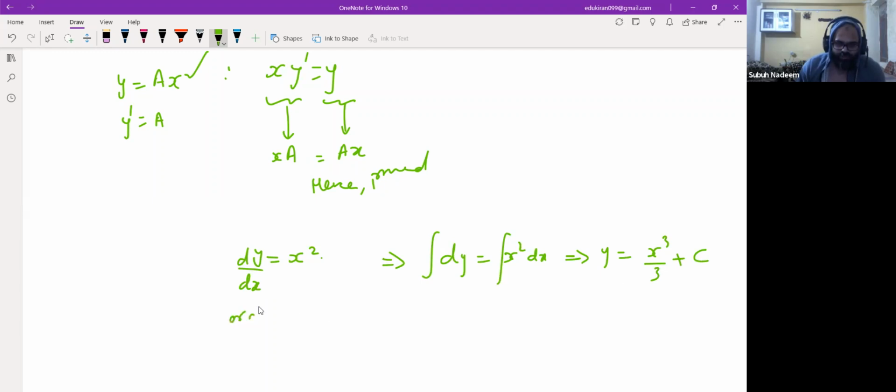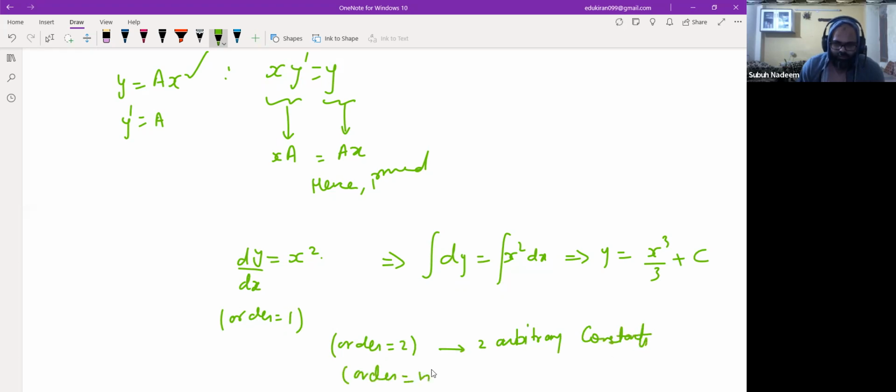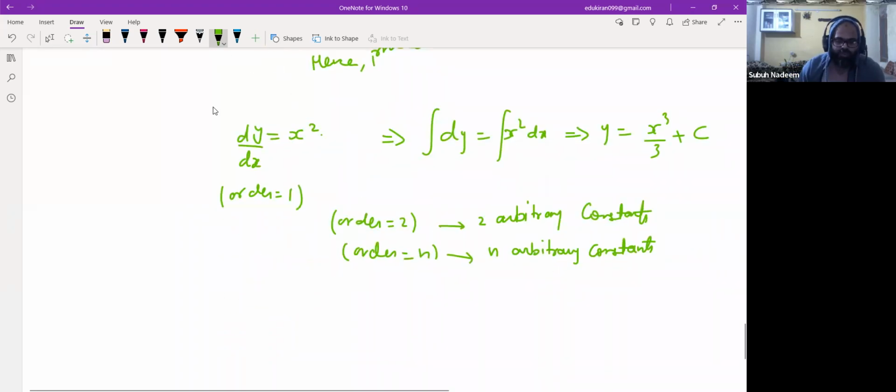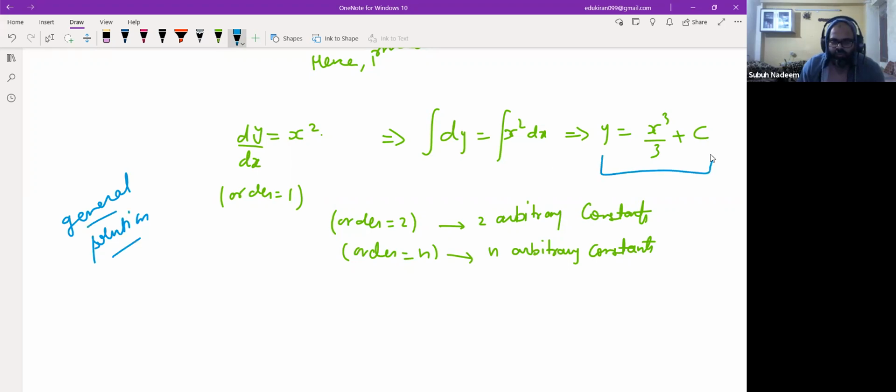So if the order is 1, you will get one arbitrary constant. If order is 2, you will get 2 arbitrary constants. Similarly, if the order is n, you will get n arbitrary constants. So this is the first thing. Another thing is that this is about the general solution.